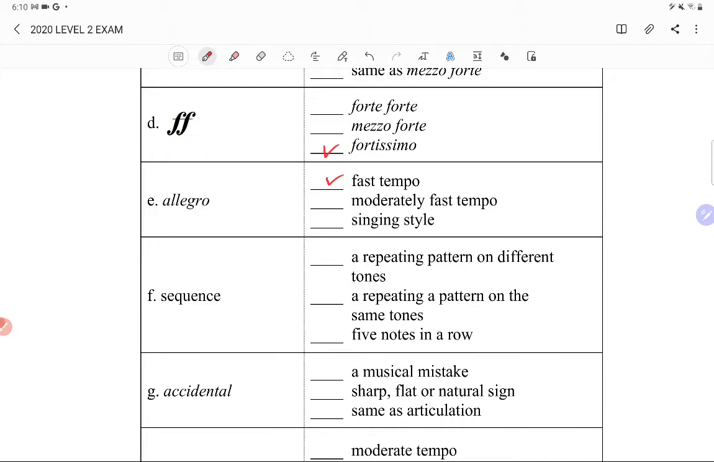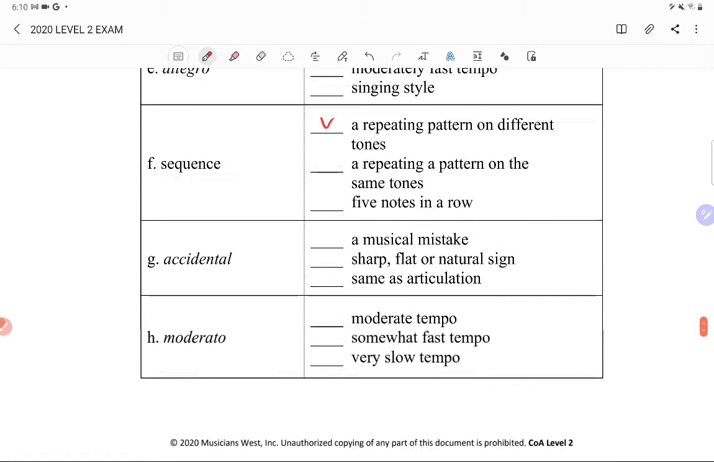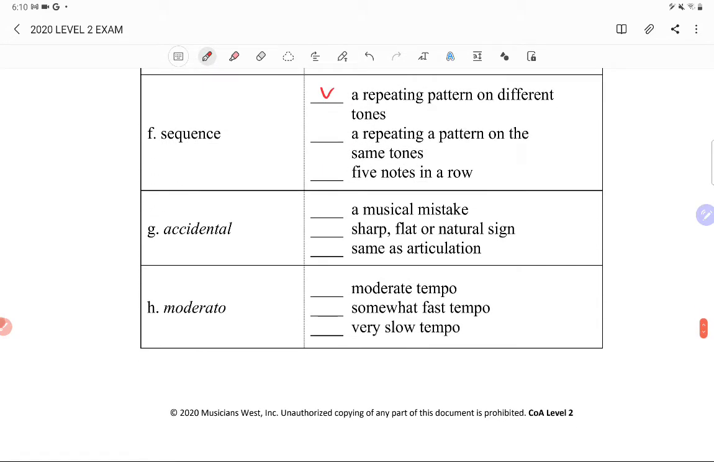Okay, let's open up the answer key and make sure that's the correct one. Yeah, so if you think of repeating patterns of the same tones, just imagine, same tones, right? It would be, that's the same tone. So that means a repeating pattern of different tones is a sequence. Accidental is not a musical mistake. It's a sharp or flat or a natural sign. We call them accidentals. Okay, moderato is the moderate tempo.